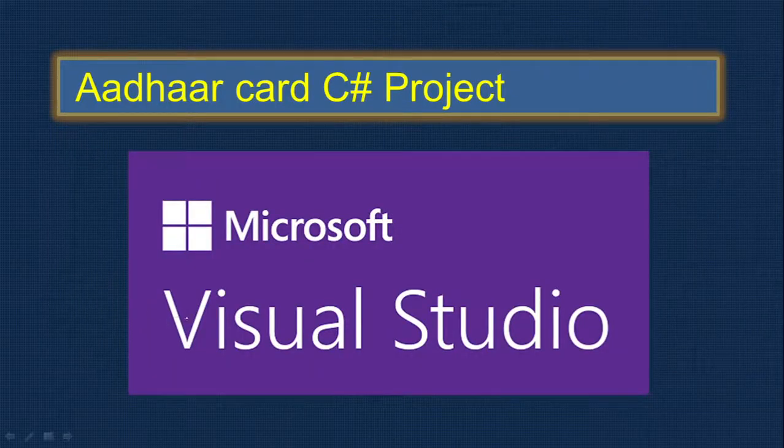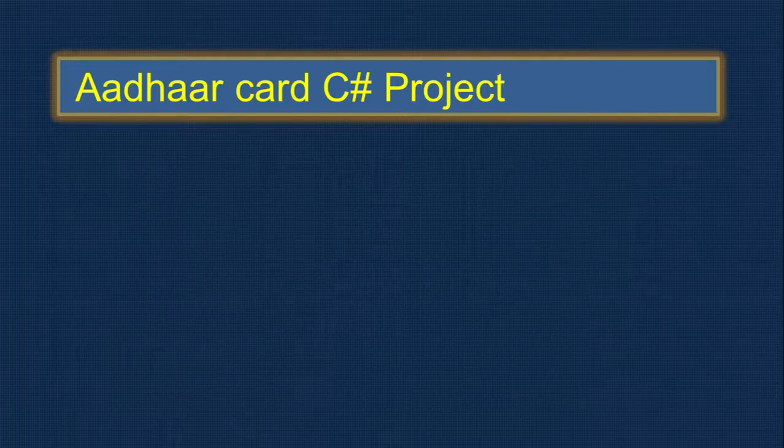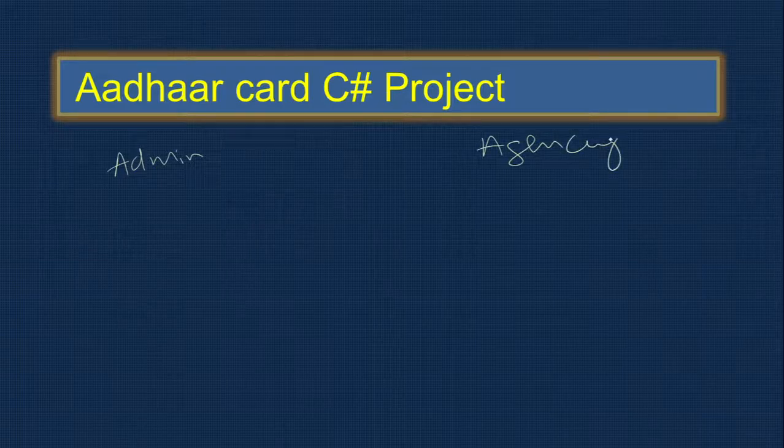And here we are using Microsoft Visual Studio to write this application. In this we are using ASP.NET as a technology, C Sharp as the language, and Microsoft SQL Server as the backend. Let's understand what things we added in this particular project. Here again there are two modules. One is admin, one is agency. The agency is the one who is actually going to enroll.